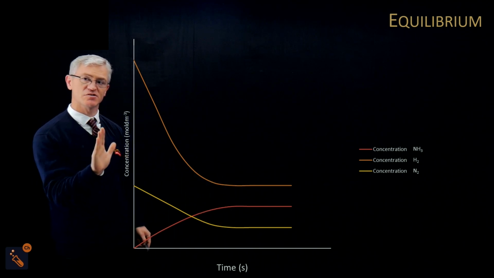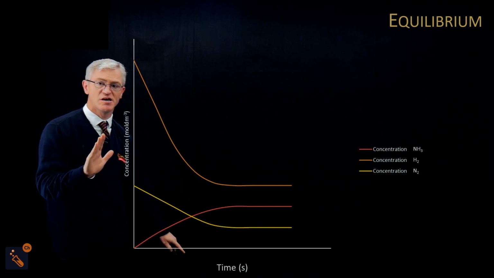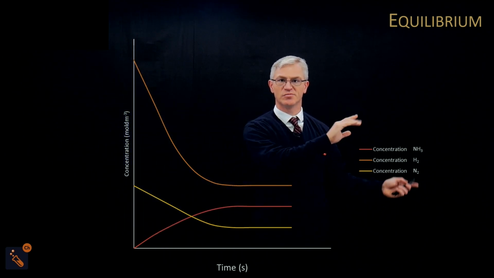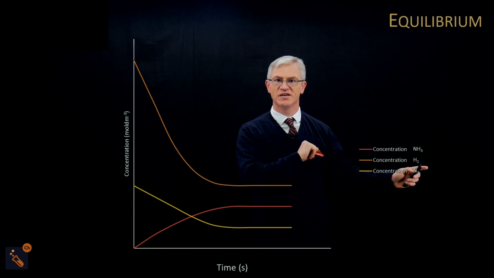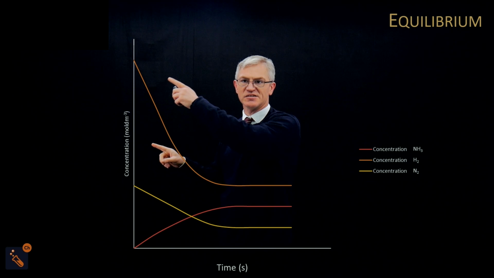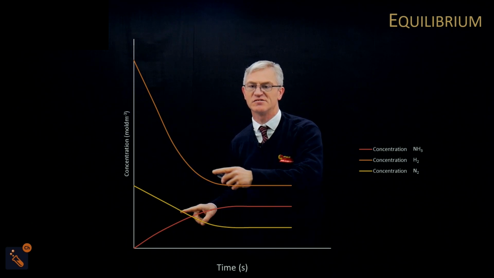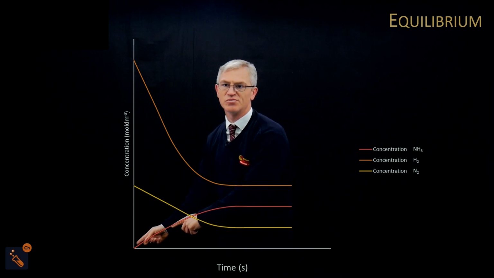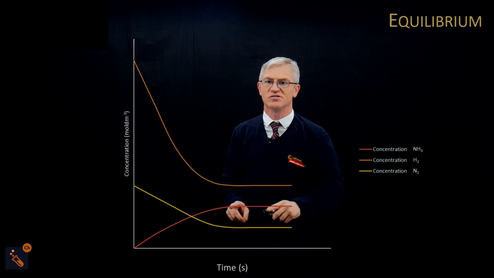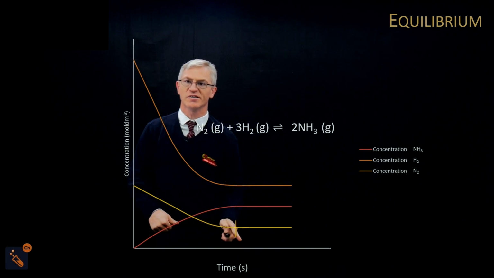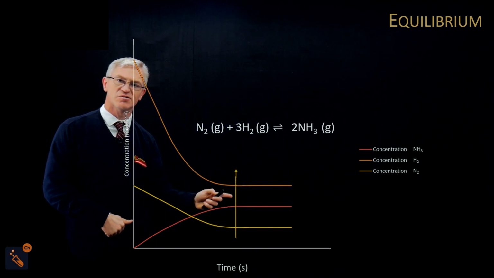Now, in equilibrium, we can describe the position of equilibrium by when the concentrations stay the same. Up here, we've got concentration in moles per decimeter cubed against time. This is for the Haber process. NH3 is the red, H2 is the orange, and N2 is the yellow. The reactants are coming down, which makes sense. They start with a really high concentration and come down, while the product goes from low concentration and comes up. Then you get to a point, around about here, which is our equilibrium.